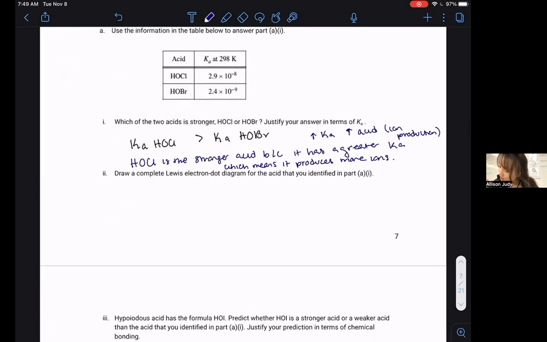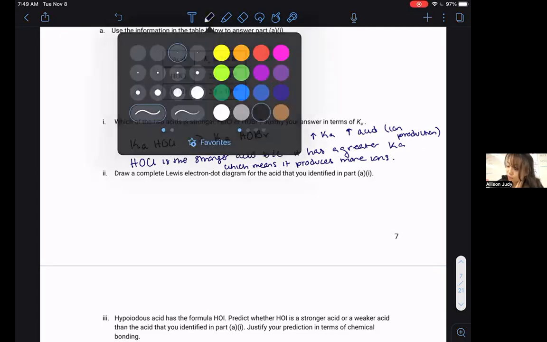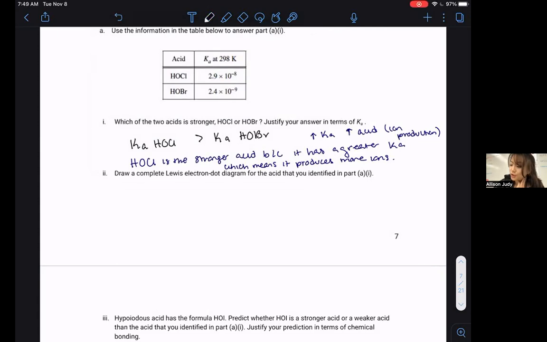So draw a complete Lewis electron dot diagram for the acid that you identified in part A. So remember with the AP exam, if you were to get 1 wrong, but you followed according to your 1 and you drew it correctly in 2, even if your 1 was wrong, you wouldn't lose the point in part 2 as long as you followed through correctly in your logic. So just want to put that out there. And don't forget, hopefully you have not forgotten how to draw Lewis structures from unit 2. It's a big, big, big concept, right?